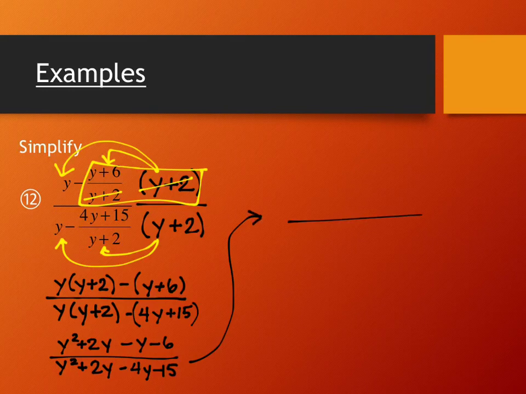All right, let's clean up the numerator. What do I have? I'll start you out. Y squared. What else? Plus y. Plus y minus 6. Denominator. Y squared. Minus 2y minus 15.